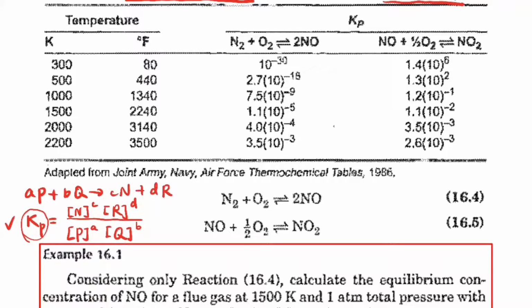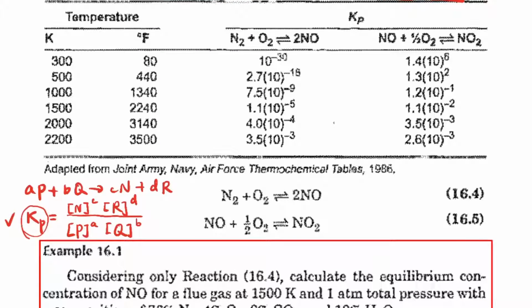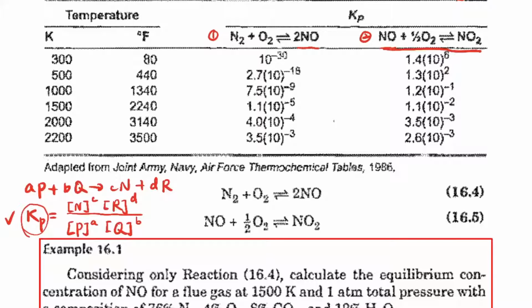The same can be applied for the formation of the NOx. We can basically separate the formation of NOx species into two reactions. The first reaction is between nitrogen and oxygen to form two moles of nitrogen monoxide. The second reaction is the oxidation of the nitrogen monoxide to form nitrogen dioxide, right? For each reaction, there is an equilibrium constant, and the equilibrium constant is a function of temperature. So theoretically, with this table here, we should be able to calculate the concentration of the NOx under a certain temperature.